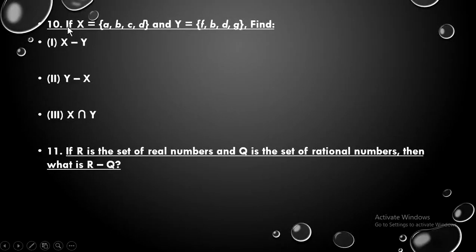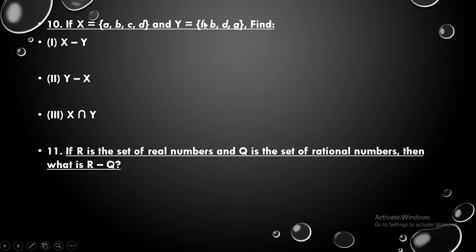Now, over here they gave you X set as A, B, C and D, and Y consists of F, B, D and G. Now we need to find X minus Y. Now see, X is first, so we have to write the leftover elements of set X. That is the first thing which you need to identify, whichever set is given first. If it is X first, then we need to exclude the common elements of both X and Y and then write the leftover elements from set X.